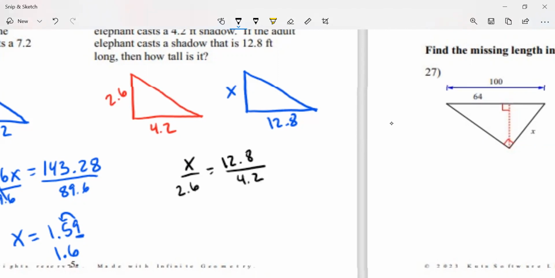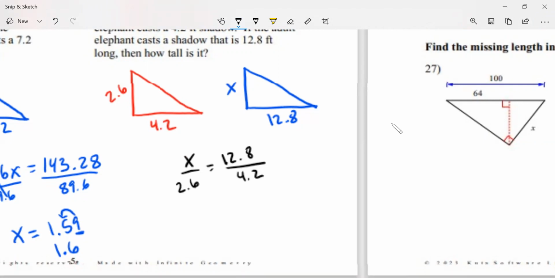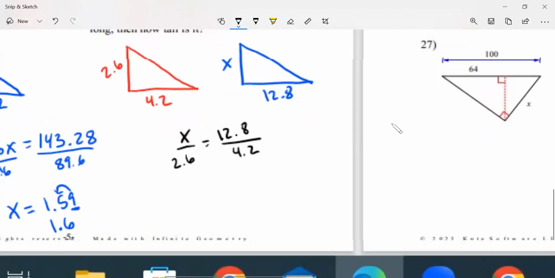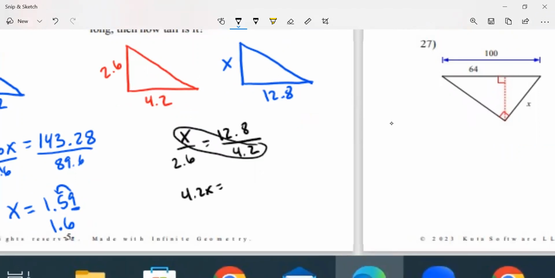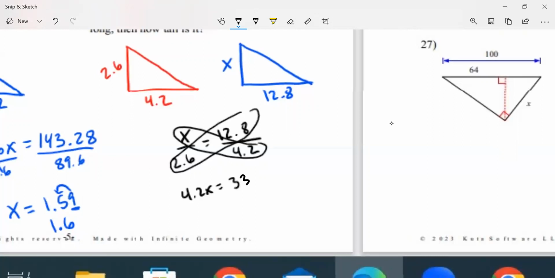And I'm just going to cross multiply. 4.2 times X is just going to be 4.2X. Right, that's this way. Now 12.8 times 2.6, that's this way. That is equal to 33.28.